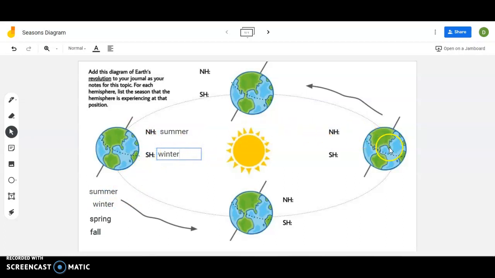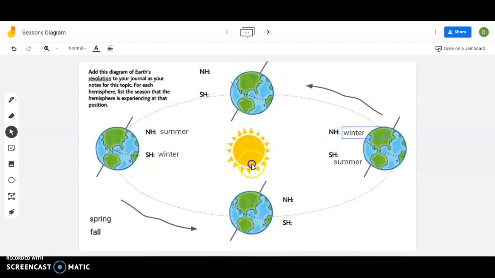Okay? If we look at this one on the opposite side, we see that the North Pole is pointed away from the sun, and now the South Pole is tilted towards the sun. So if the South Pole is tilted towards the sun, that means it's getting longer daylight hours and more intense sunlight. So in the southern hemisphere, it's having summer, and in the northern hemisphere, because we're getting less intense sunlight and shorter daylight hours, it is winter.